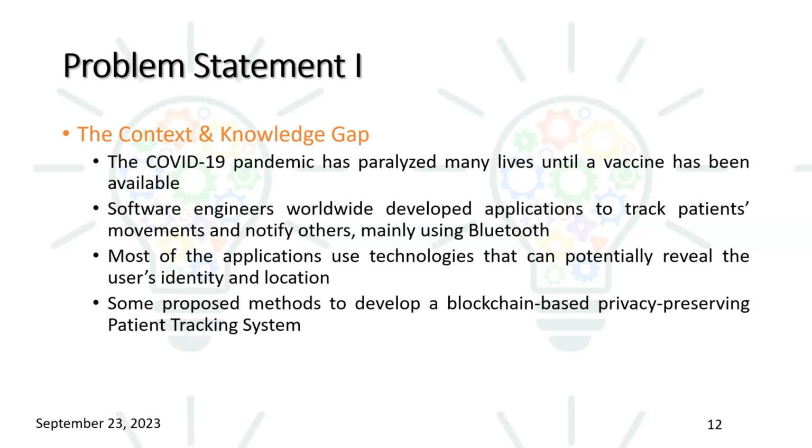So because most of the application uses technologies that can potentially reveal the user's identity and location, researchers have debated privacy preservation and how to improve users' privacy during such pandemics. So now, thanks to distributed ledger technology, there have been some proposed methods to develop privacy-preserving patient tracking systems in the last 2 years.